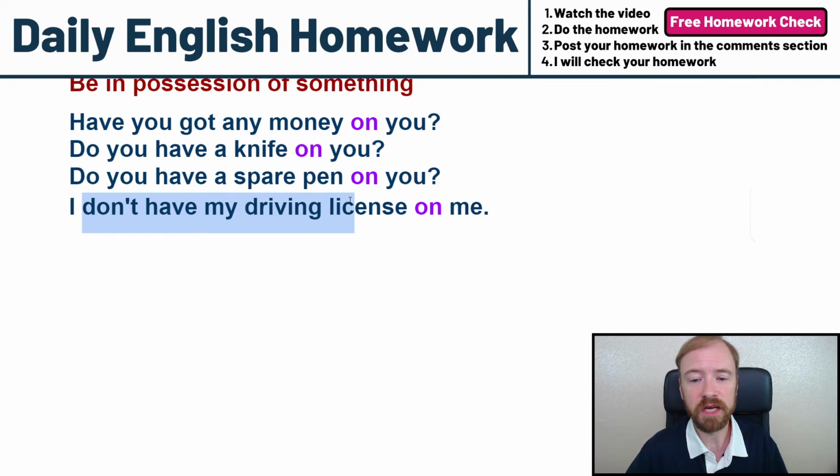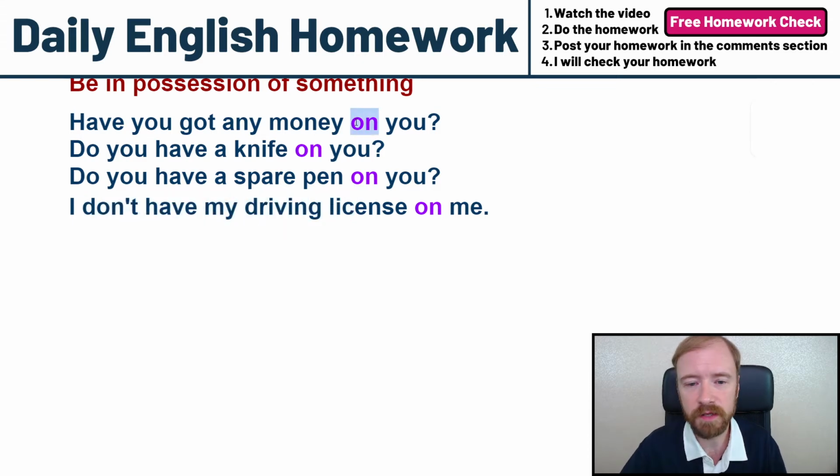I don't have my driver's license on me. Okay, I don't have it right now. It's not in my possession. So it's very common to show possession if you use it this way.